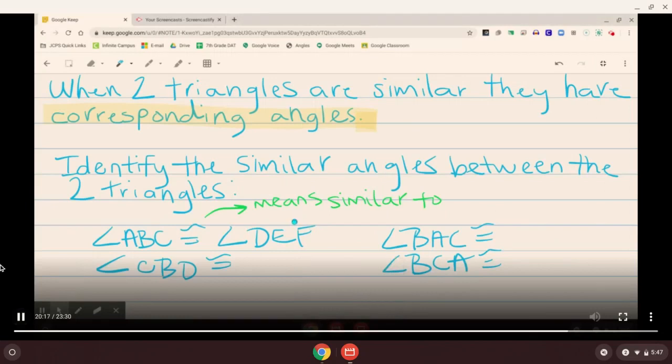And so we are moving on. So we have angle ABC and angle DEF. So we're looking now at angle CBD. So we're going to go back to our photo and we're going to check what angle. Oh, it should be CBA because it's triangle ABC.